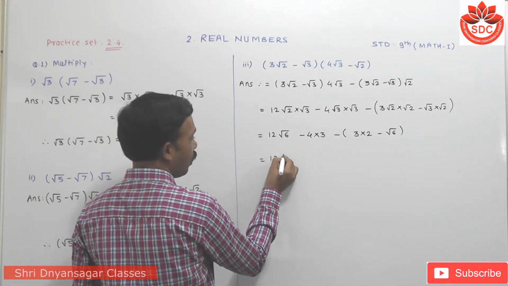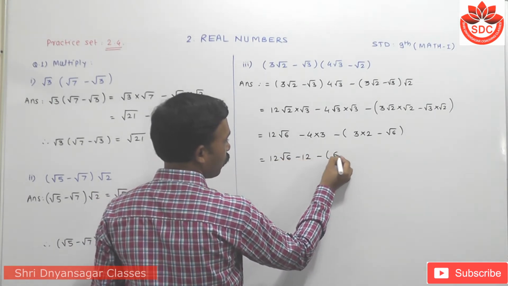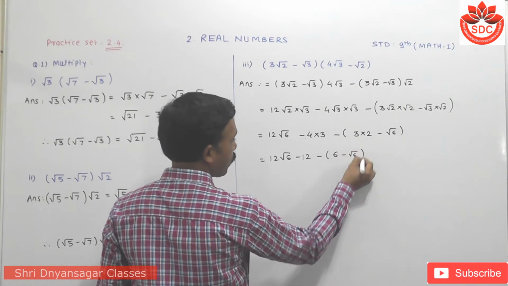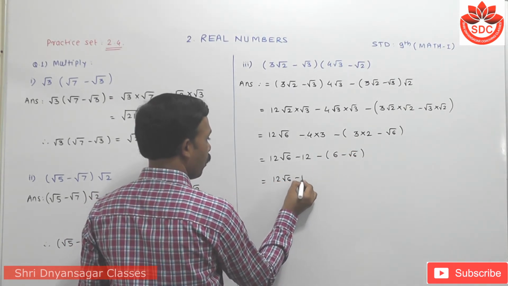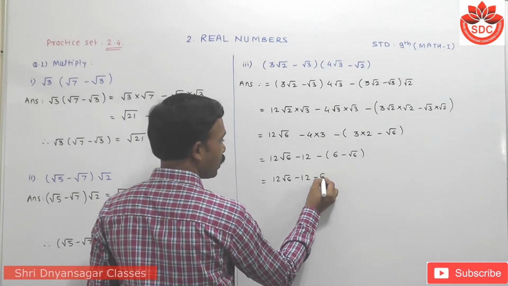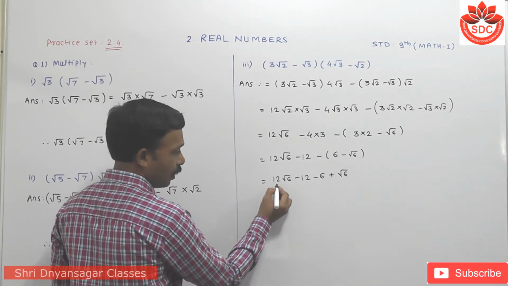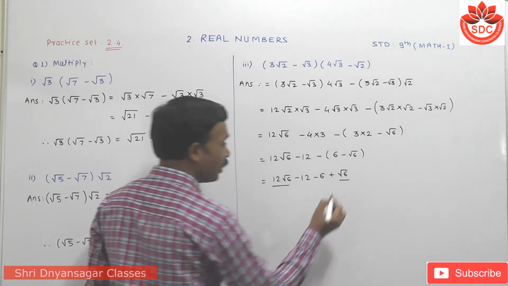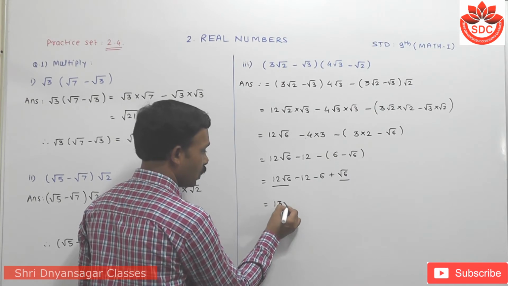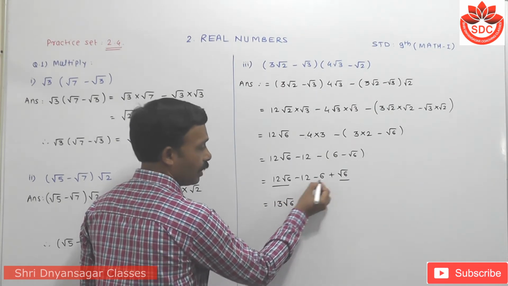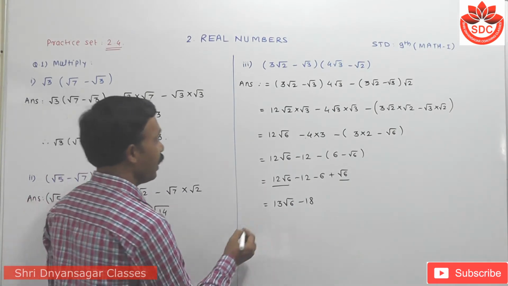First I have to write the product of it. Minus 12, minus again 3 into 2, minus root of 6. Changing the sign, we get 12 root 6 minus 12, here is minus 6, minus minus plus root of 6. Student, this 12 root 6 and this root of 6, we have to add them. It becomes 13 root 6. Minus 12 minus 6 becomes minus 18. This is our answer.